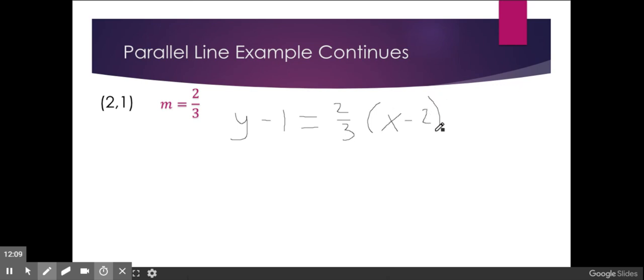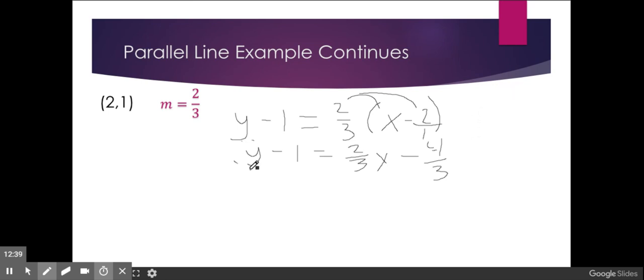And now here I'm going to distribute the 2/3. We get y minus 1 equals 2/3 x minus 4/3. So keep in mind when we're multiplying fractions, so 2/3 times 2, like 2/3 times 2/1, so 2 times 2 gave me 4. 3 times 1 gave me this 3. So I know we're working with fractions here. This is getting a little bit confusing, but just bear with me.